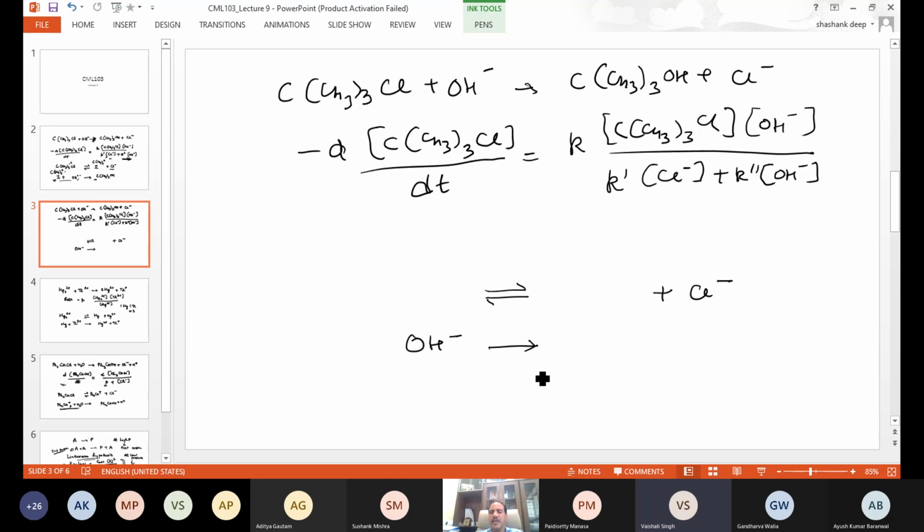Okay, now let's get the composition of this step. What do I need to neglect? This term, because this should be the slow step, only then can I write this. So I just remove this. Okay, now tell me what should be the composition.